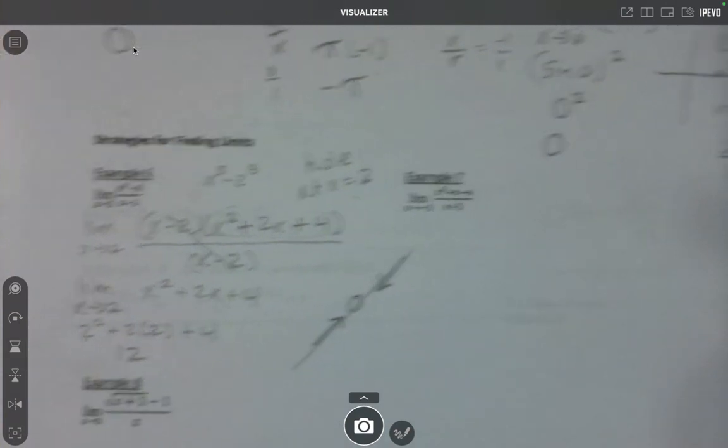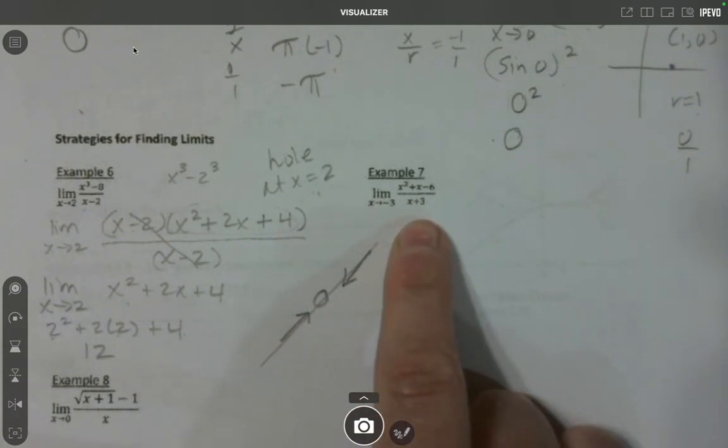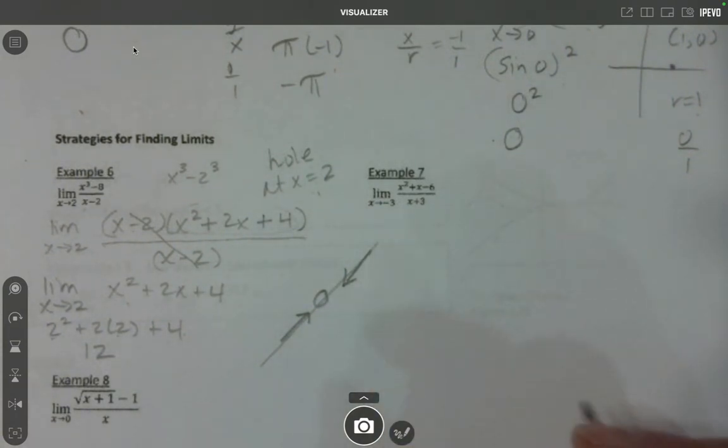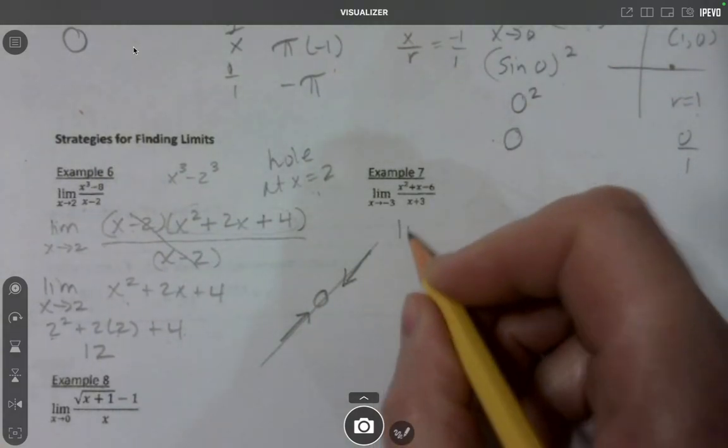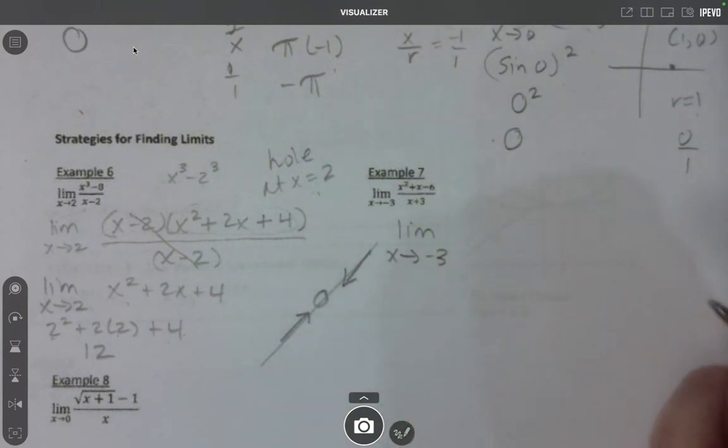All right, next one. We have the same issue. If I have negative 3 plus 3 in my denominator, it makes a 0. So I cannot directly substitute. So let's go to factoring again. And because I am not substituting yet, I have to keep rewriting limit.